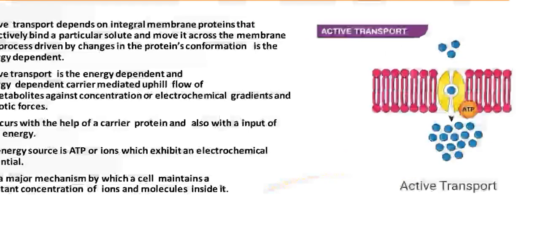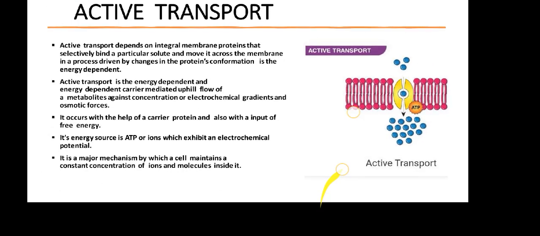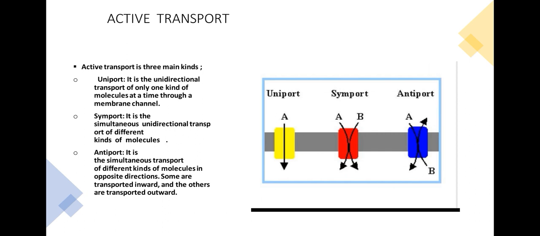So when you just look at the structure, we can see active transport is happening with the help of ATP. And just look at the diagram. Uniport, symport, and antiport are there. Active transport is of three main kinds, like uniport.